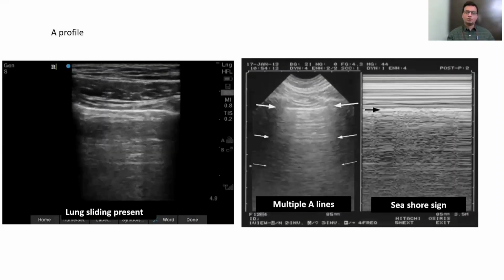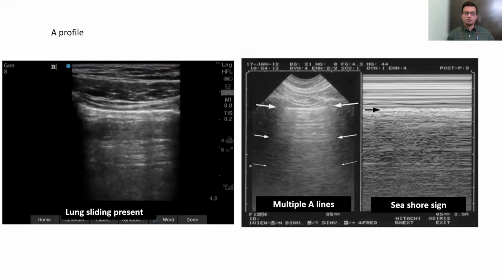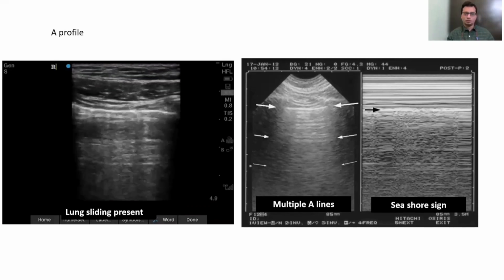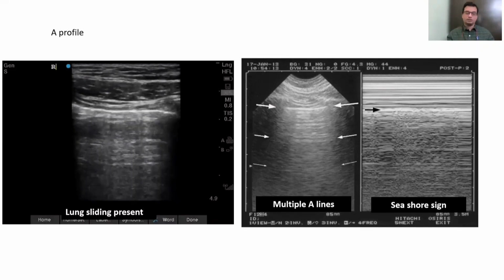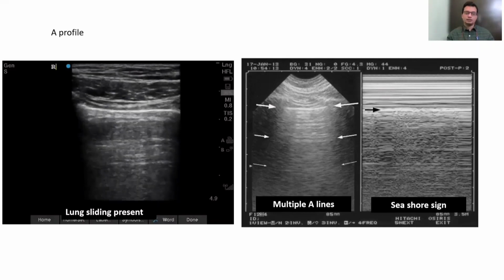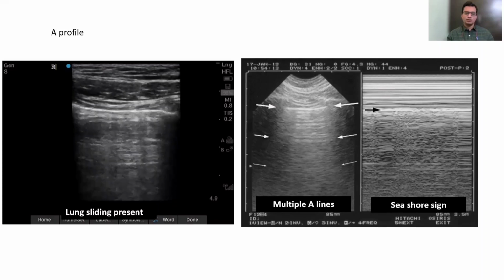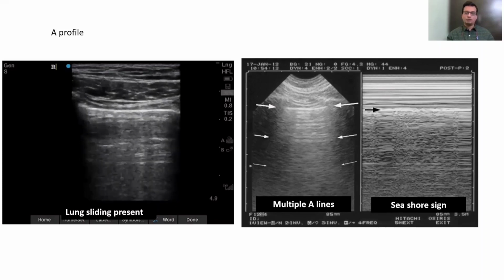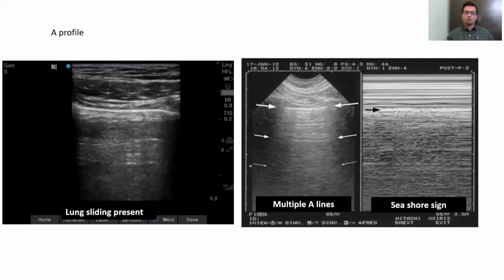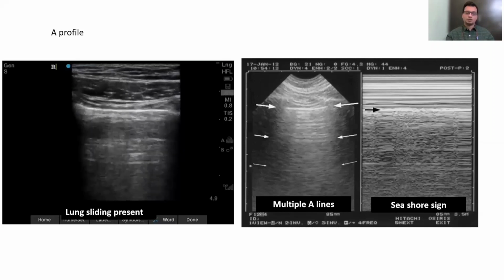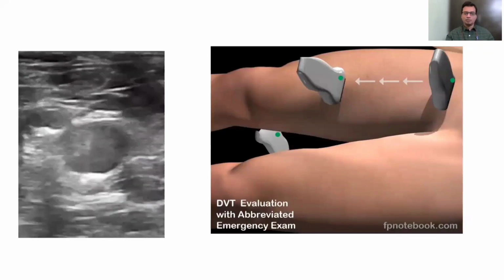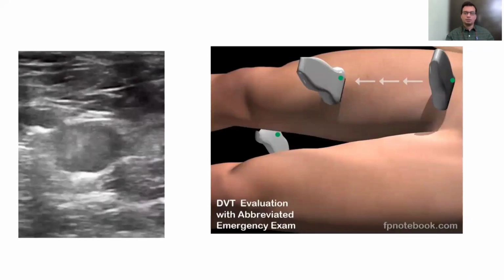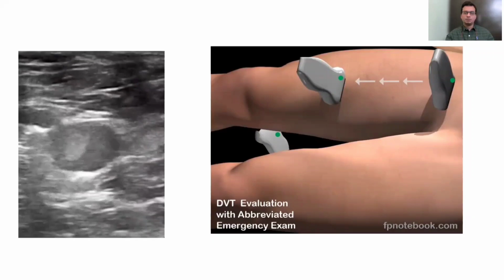Now, if the cardiac window is suboptimal, if you cannot look at the heart through the cardiac windows, as I already described in the apical four-chamber view or in the parasternal short axis view, then you have to use the BLUE protocol. The BLUE protocol incorporates the lung and venous ultrasound of the lower limbs. A normal A profile plus deep venous thrombosis indicates pulmonary embolism with 81% sensitivity and 99% specificity.